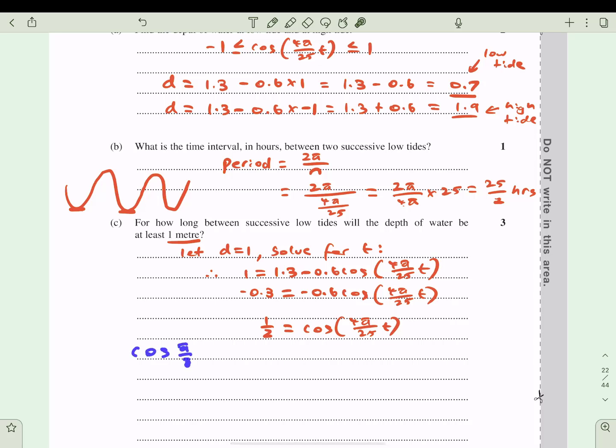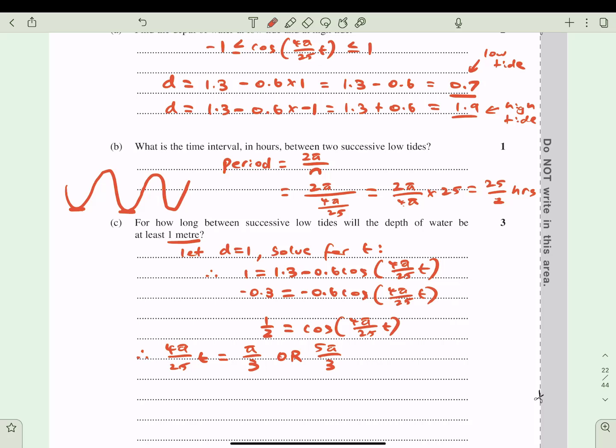Okay, so remember, cosine pi on 3 equals a half. So therefore, pi on 3 must be equal to 4 pi on 25 t. Now, since we are also asked for successive low tides, we must also consider the fourth quadrant angle. So that means 2 pi minus pi on 3 is 5 pi on 3.